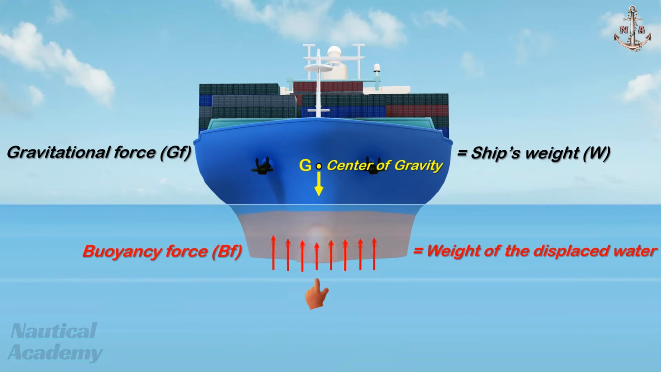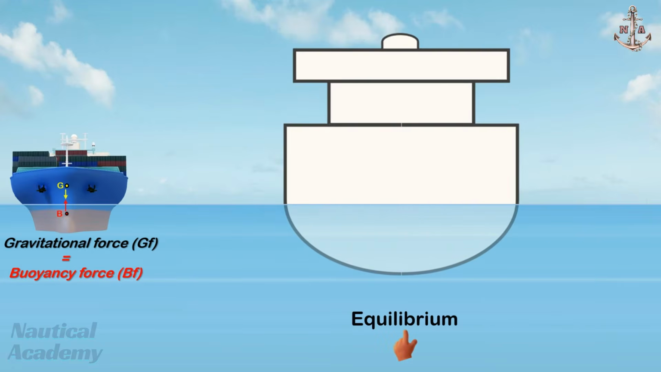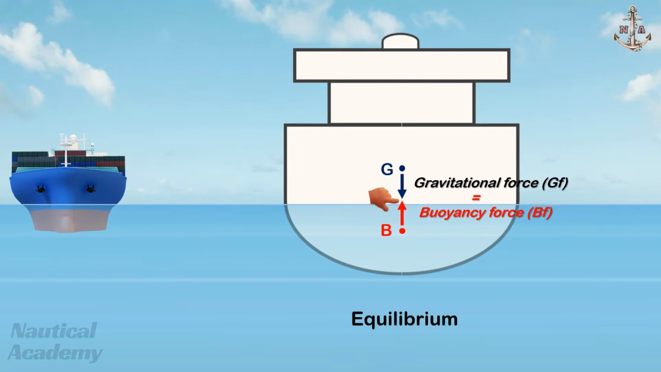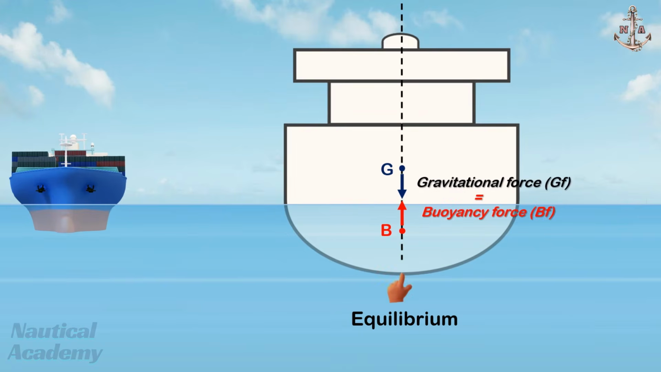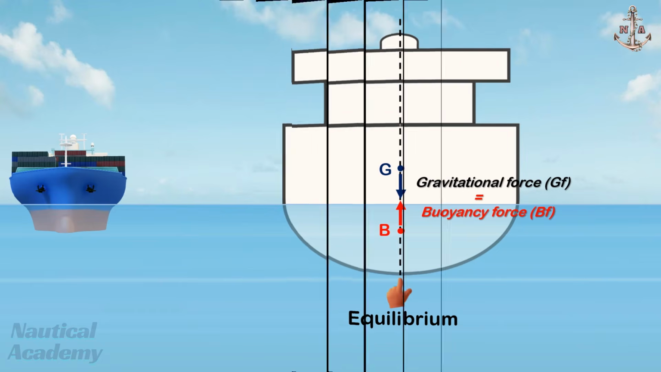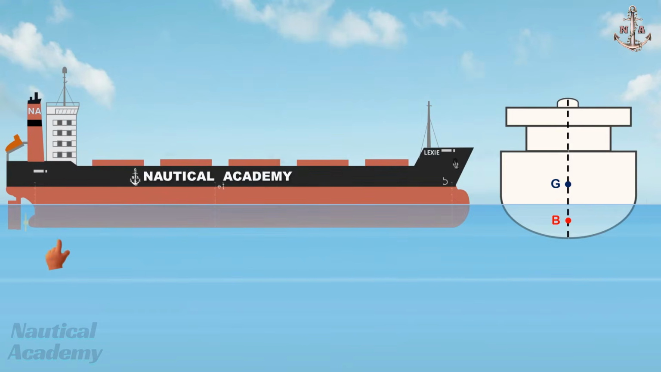It acts vertically upward through the centroid of the displaced volume of water, called the center of buoyancy, denoted by capital B. For a ship to float in equilibrium, these two forces must be equal in magnitude, and act in opposite directions along the same vertical line, typically along the ship's centerline. Consider a ship floating at rest in still water. This is viewed as a longitudinal section, floating on an even keel, and this is her transverse section, viewed as a cross-sectional slice across the ship's width, from port to starboard.